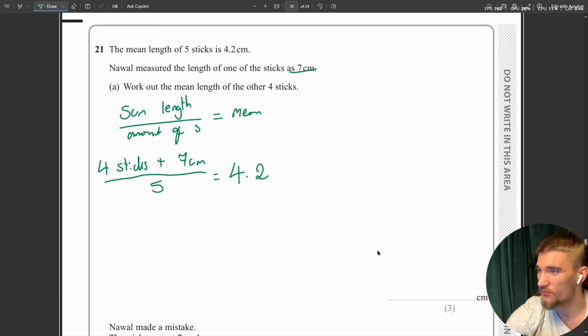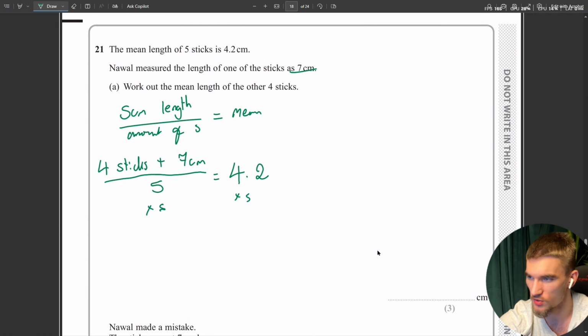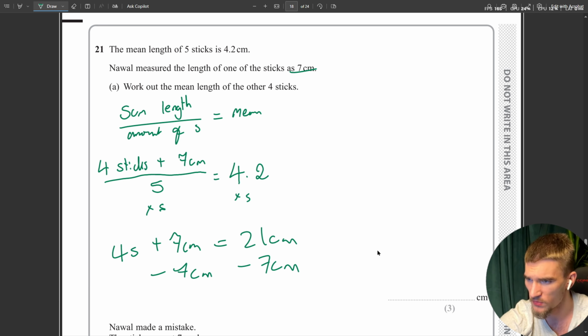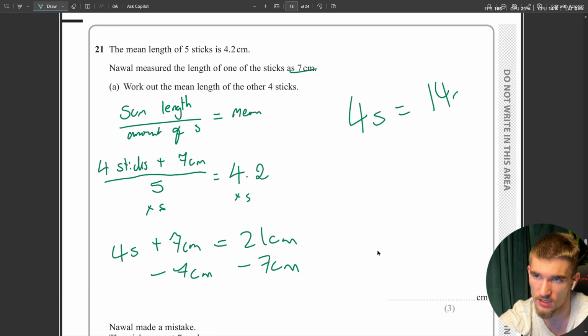So let's see if we can figure out what the sum of these 4 sticks is by rearranging this slightly. I could do 4.2 times 5, and 5 times 5 gives me 1, so it's going to be 21. So the 4 sticks plus the 7 centimeter one is going to equal 21 centimeters, right? Now just take away the 7 centimeters on both sides, and that leaves me with 14. So the 4 sticks must be 14 centimeters.